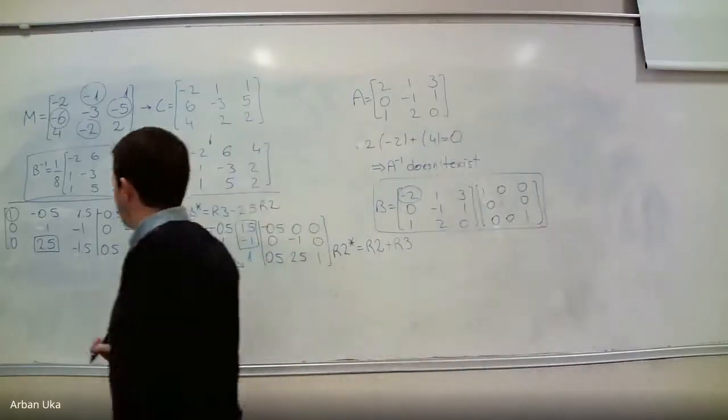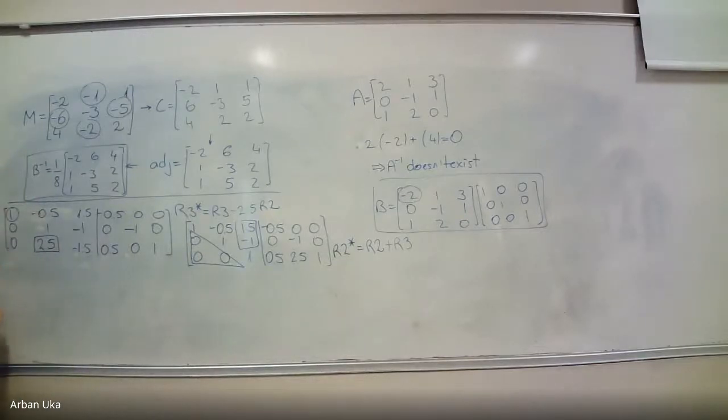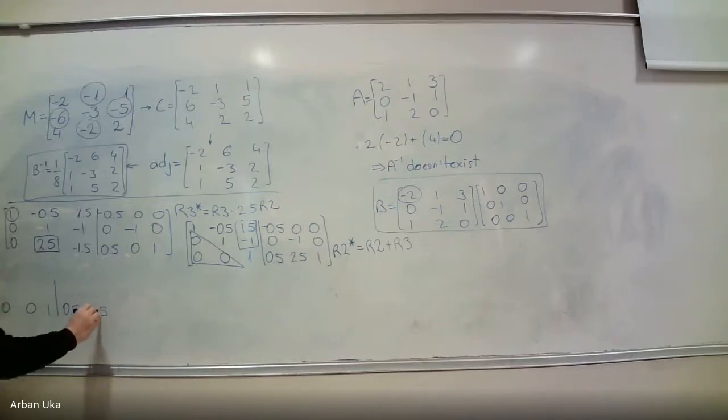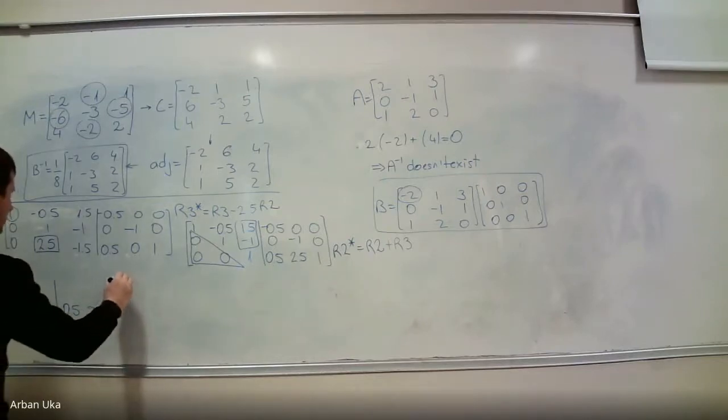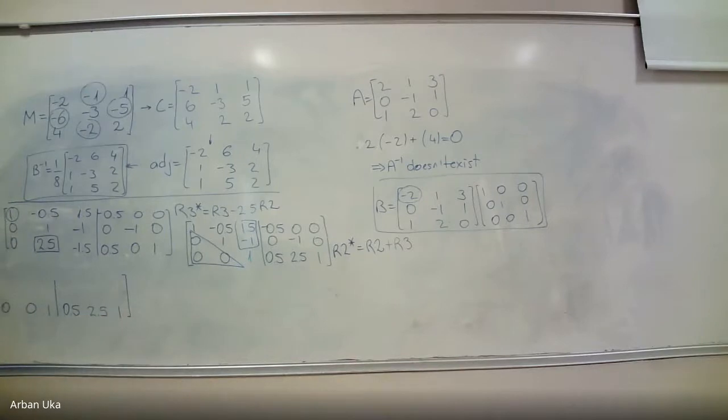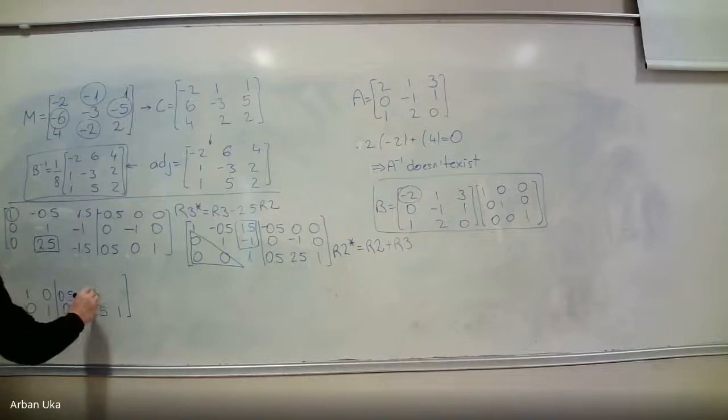Plus row 3. Yes. So row 3, it is 0, 0, 1, 0.5, 2.5, 1. And then here we just add the bottom 2 rows. 0 plus 0, it's 0. 0 plus 1, it's 1. This would be 0. And this would be 0.5. This would be 1.5, yes, 1.5.